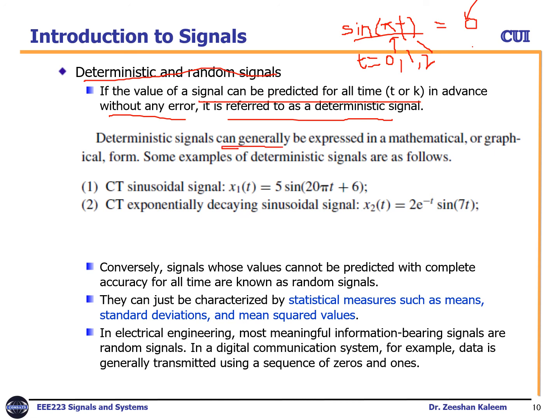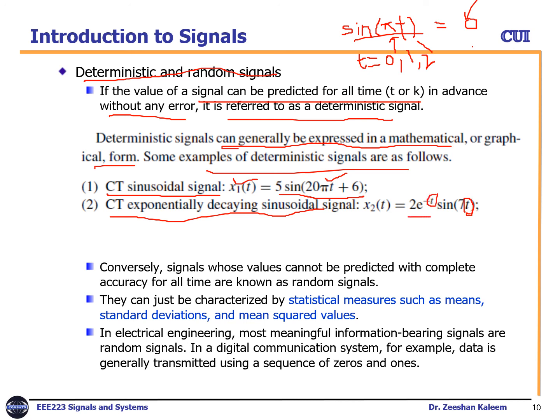A deterministic signal can generally be expressed in mathematical or graphical form. Some examples of deterministic signals are as follows. These are continuous time sinusoidal signals: x1(t) = 5 sine(20 pi t + 6). You put in time t and you get x1(t). This is a continuous time signal, but it is deterministic. The other one is a continuous time exponentially decaying sinusoidal: x2(t) = 2e^(-t) sine 70. Again you put in t and you will get the exact value of x2(t). These types of signals are called deterministic.